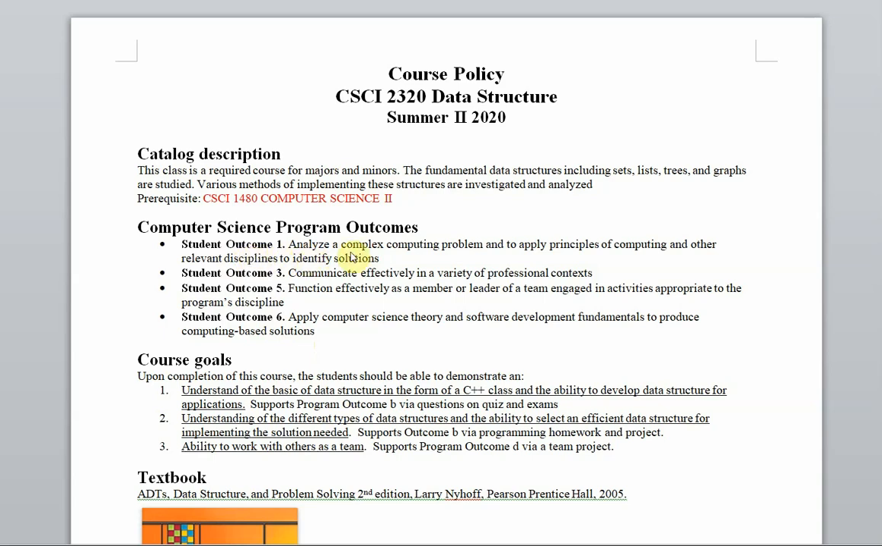The first one is that you need to be able to analyze a complex computing problem and apply principles of computing and other relevant disciplines to identify solutions. So basically, you need to be able to understand the problem and then find a good solution to it. You need to learn how to communicate in a variety of professional contexts, including written reports and oral reports. Outcome 5 includes being able to work with others. Outcome 6 indicates that you need to apply computer science theory and software development fundamentals to produce computing-based solutions. So you need to generate some results so that the problem can be addressed.